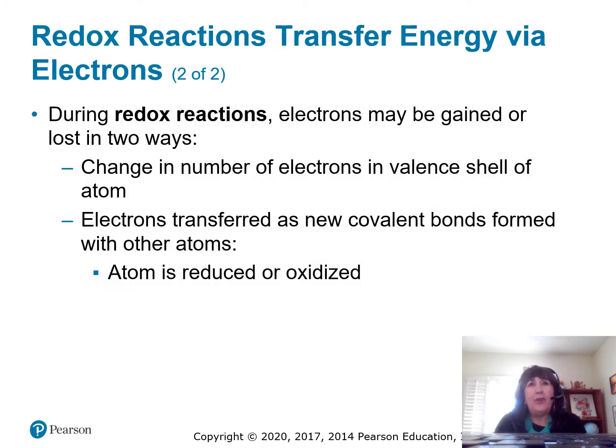Okay, so it says here, during redox reactions, electrons are either gained or lost. It's a change in the number of electrons in the valence shell. Remember from chapter 2, the valence shell is the outermost shell of an atom. Electrons are transferred as new covalent bonds form with other atoms. So as we form bonds, we're actually storing potential energy. Either an atom is going to lose electrons or it's going to gain them, so an atom is either reduced or oxidized.